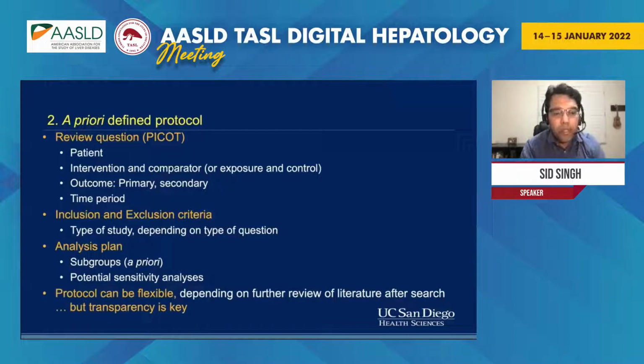And remember that a protocol can be flexible and it can be modified depending on the findings of the literature search. However, it is important to be transparent in this process, i.e., have an a priori defined protocol and then explicitly state at the time of conducting the systematic review how the protocol was adjusted.